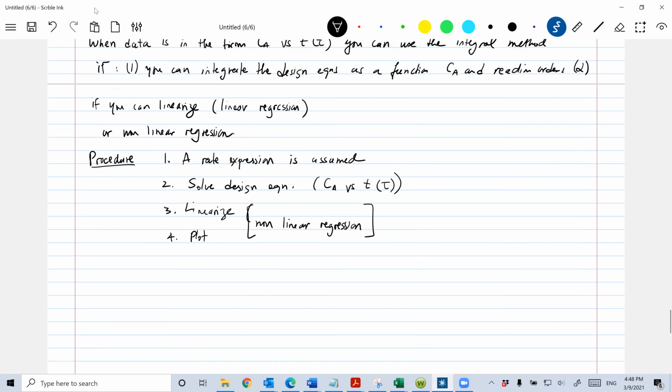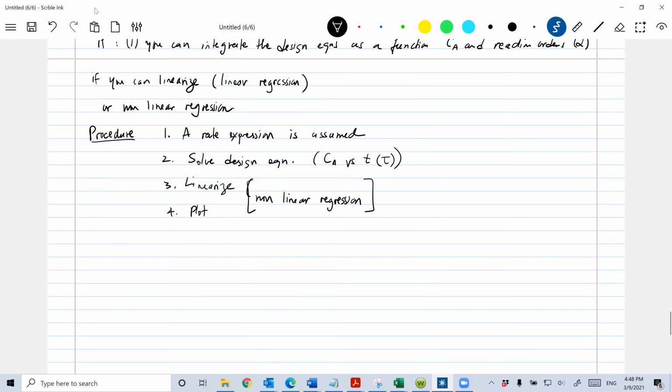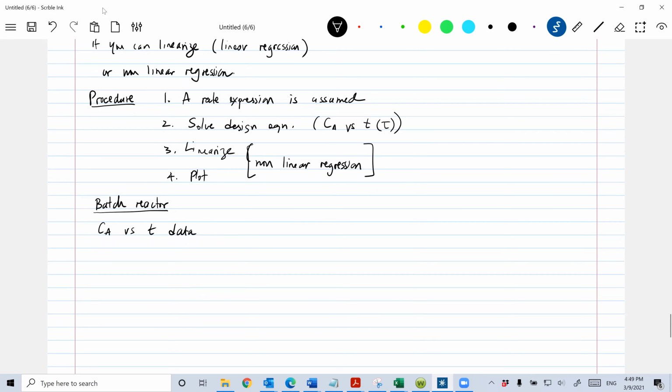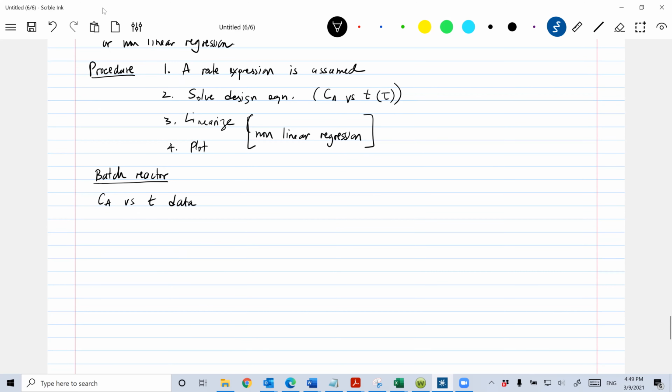Okay. So what does that mean? So imagine you have a reaction, you have a batch reactor. How much time do I have? 8 minutes, that's plenty of time, good. So let's say you have a batch reactor and it gives you CA versus time data. And you want to use the integral method to solve this. So you can say, okay, let's say I assume a power law.